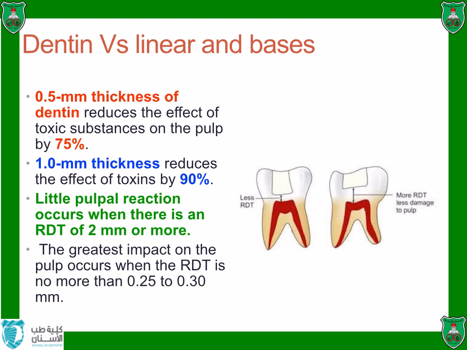The studies show that 0.5 millimeter thickness of dentine is able to reduce the effect of toxic substances on the pulp by 75%, while 1 millimeter thickness can reduce more than 90% of those stimuli toward the pulp. And this emphasizes the importance of the remaining dentine thickness. As I said before, conserving as much tooth structure as you can is better than using liners and bases to protect the pulp.